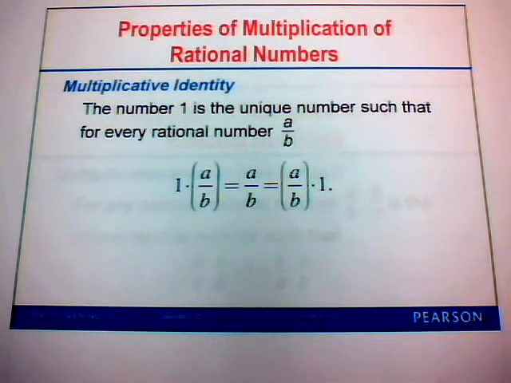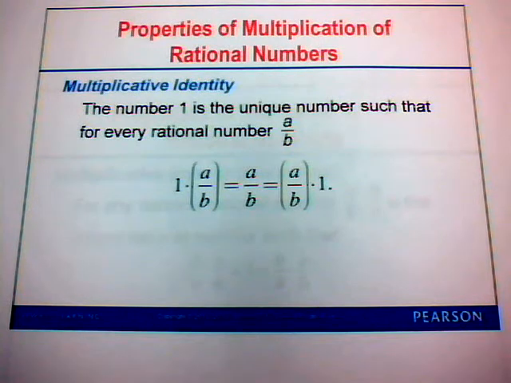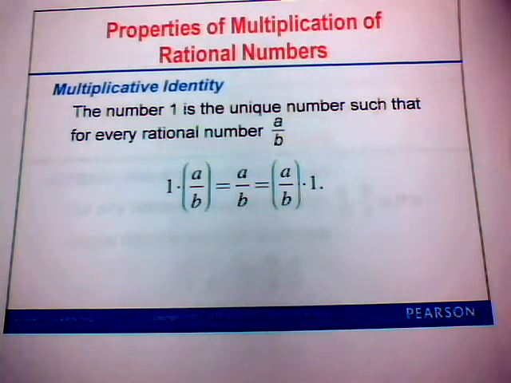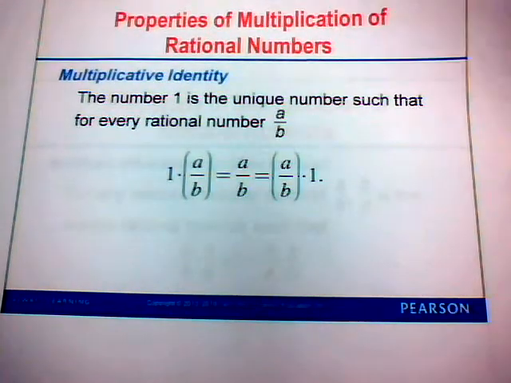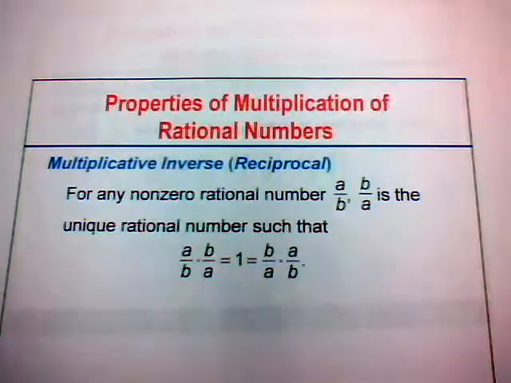And here are some properties of multiplication of rational numbers. Some of them are quite familiar. One is the multiplicative identity. In this case, the number 1 is the unique number such that for every rational number a over b, 1 times a over b will be equal to a over b, or a over b times 1 will also give you a over b. So any rational number multiplied by 1 would be equal to that rational number.